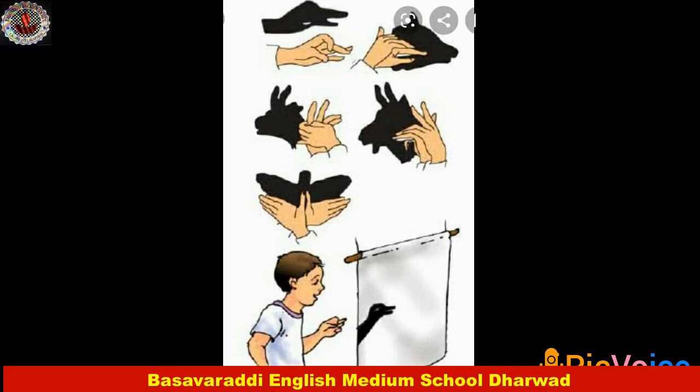Try to make these shadows in a dark room under a torch and find the names of the animals or birds. Okay, this is the activity for you. So, I think you all enjoy when you are doing this activity.